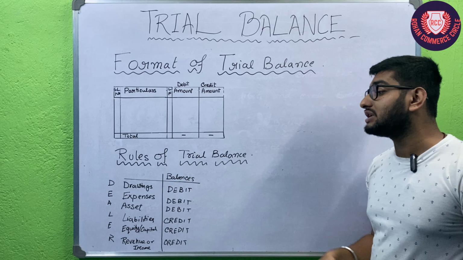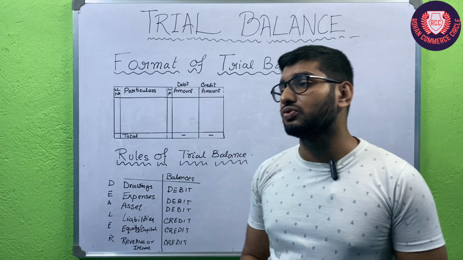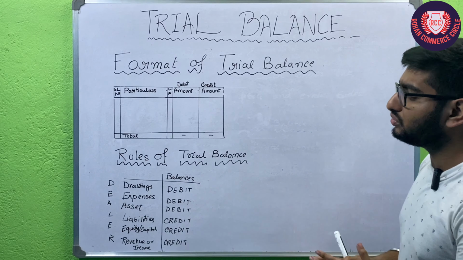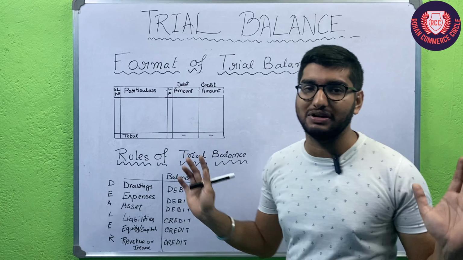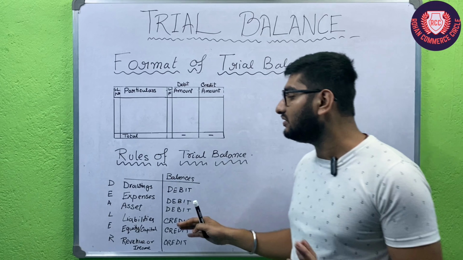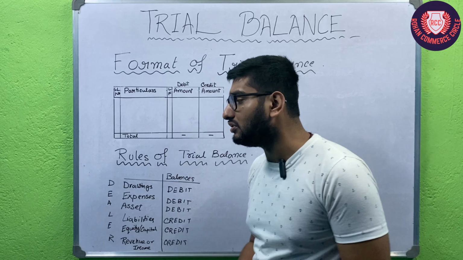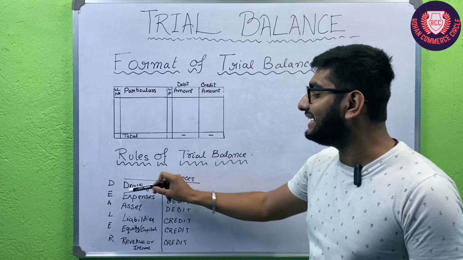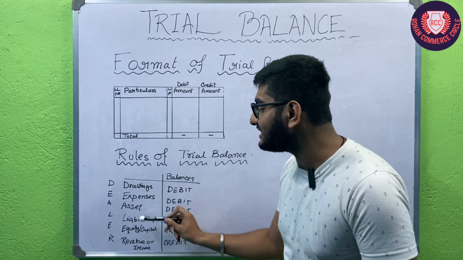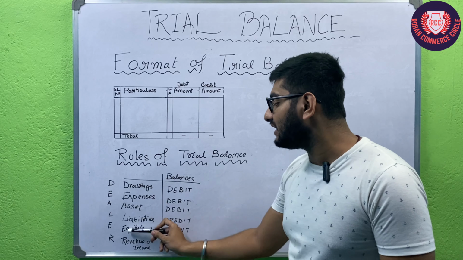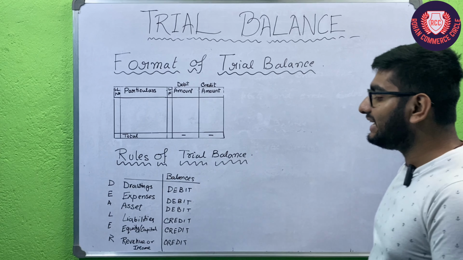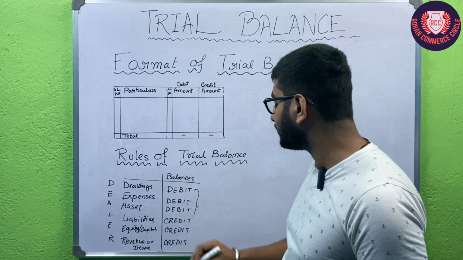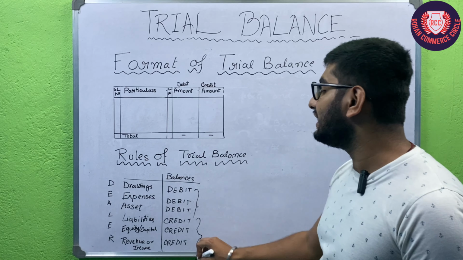Okay. Then are the rules of trial balance. Then I am coming to the rules. This rule, the dealer rule, I have told you in almost all my videos. The dealer rule is very important. What is the dealer rule? That is drawings. Dealer means drawings, expenses, asset, liability, equity or capital, and revenue or income. So these three have debit balances, okay, and these three have credit balances.